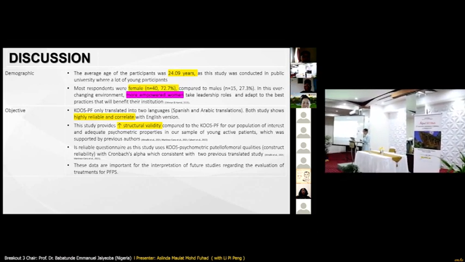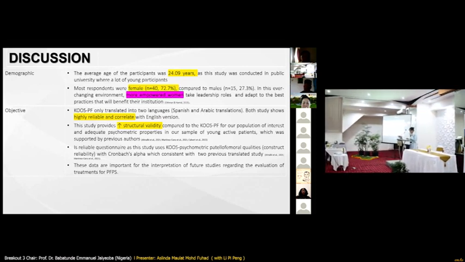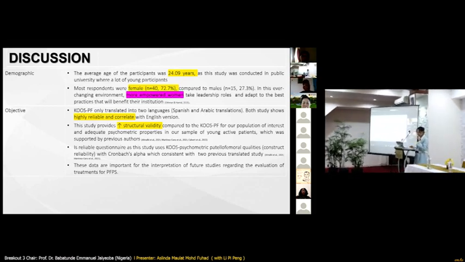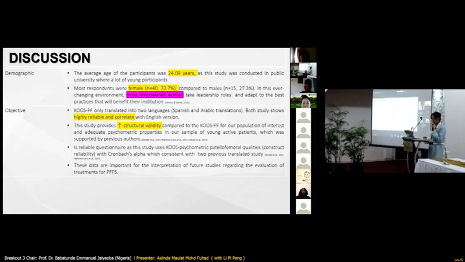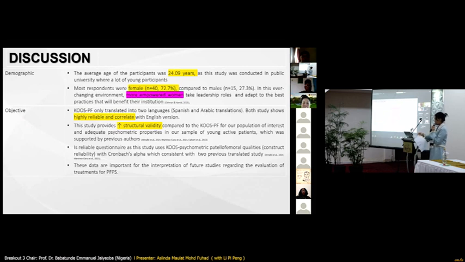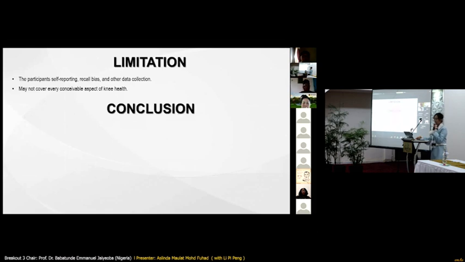This study is a reliable questionnaire as the study uses the AQoL psychometric patellofemoral qualities, with construct reliability by Cronbach's alpha, which is consistent with 2 previous translated studies. These data are important for the interpretation of future studies regarding the evaluation of treatment for patellofemoral pain syndrome. However, this study has some limitations, which are the participants' self-reporting, recall bias, and other data collections that may not cover every conceivable aspect of knee health.